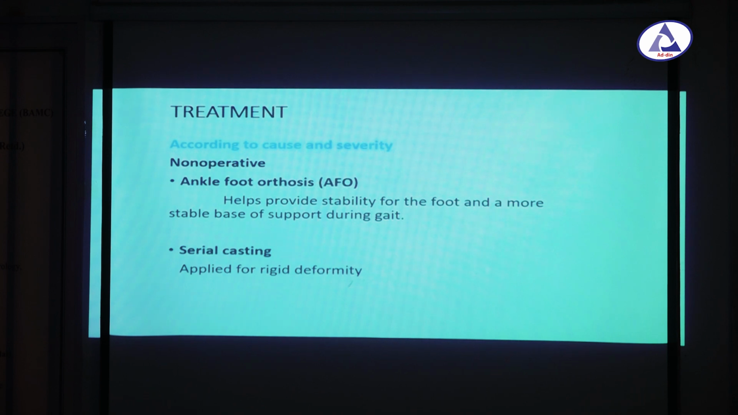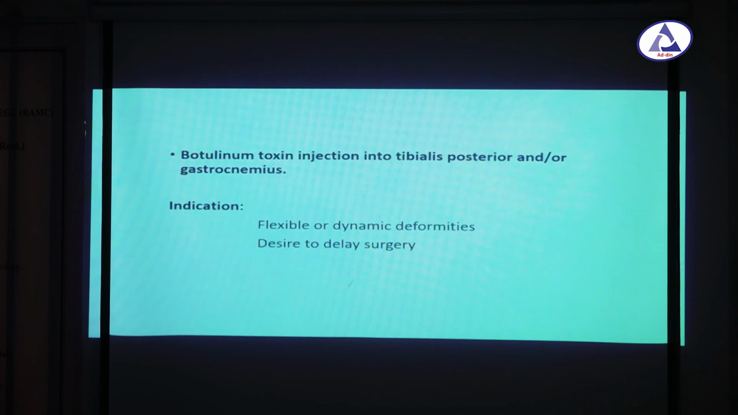And we can also do serial plaster. Serial plaster we can do when the bone is not yet matured, or at a young age, less than 3-4 years. In that case the bones are still soft or malleable. In that case serial casting can help us to correct this equinus deformity.